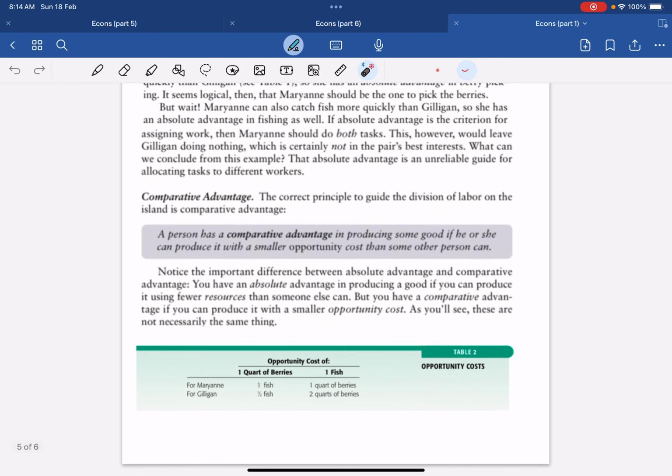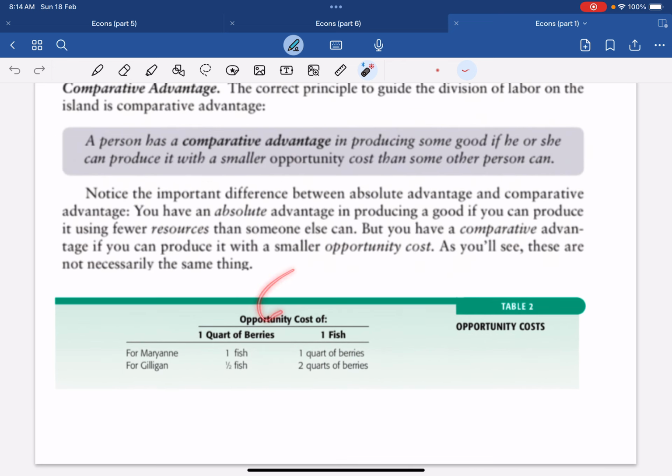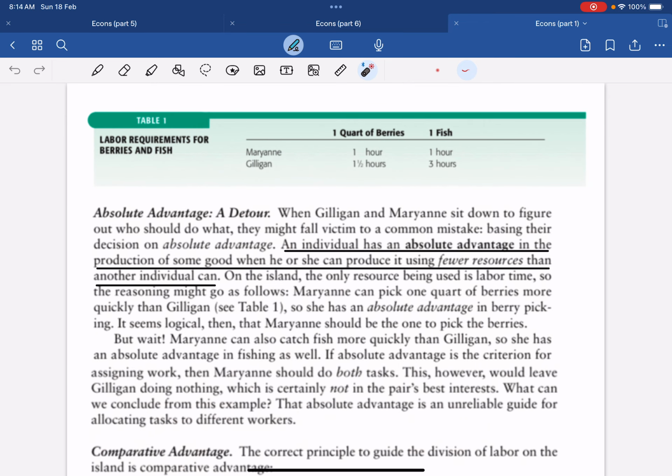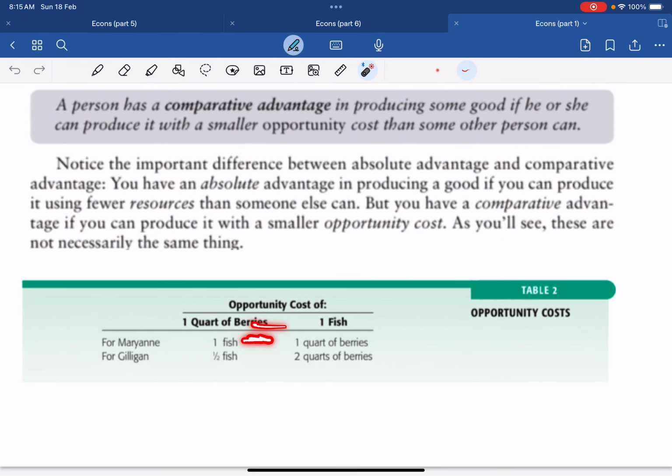Instead, now it comes in with what is known as comparative advantage. So a person has comparative advantage if producing some good with a smaller opportunity cost than the other person. For example, we look back at this case about Marianne and Jillian. Instead of comparing the time, we compare the opportunity cost. So, since berries take 1 hour and fish take 1 hour, one berry is equal to one fish, the time taken. So one berry, one fish. For Jillian, it is actually half a fish. And for one fish, Marianne gives up one berry, and Jillian gives up two berries.